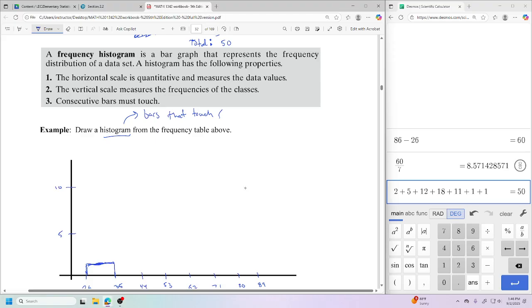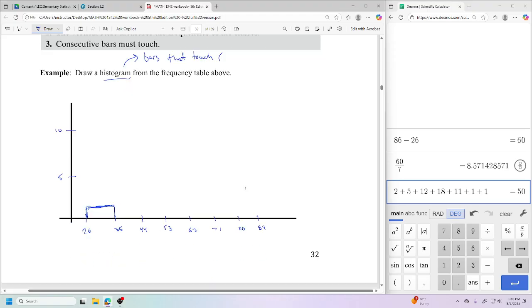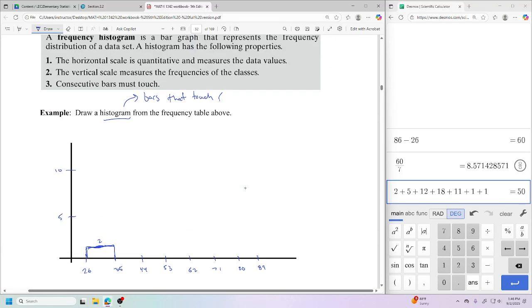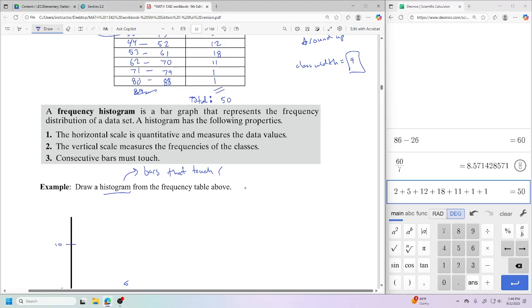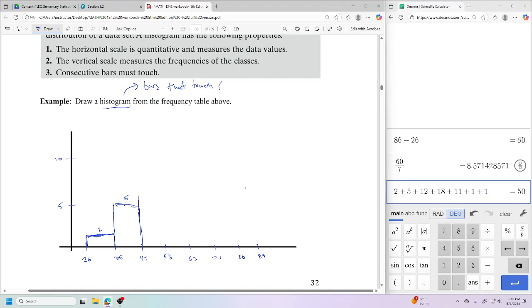Hey, Chad, how do I know that that's at a height of 2? Because I put a 2 right there. I don't know how high I went. Do you think I went to a 2 height? Maybe. So I put a 2 there just in case. Okay. Next one's at 5. So we got 5. The next one's at 12. So I'm going to go up past the 10 into 12.